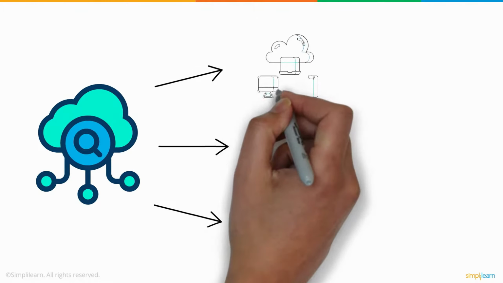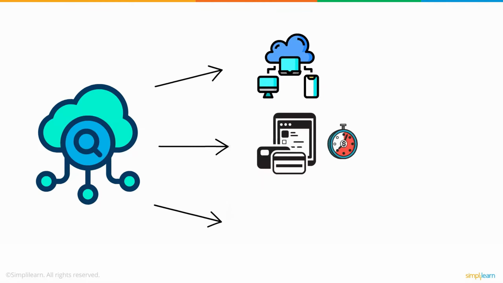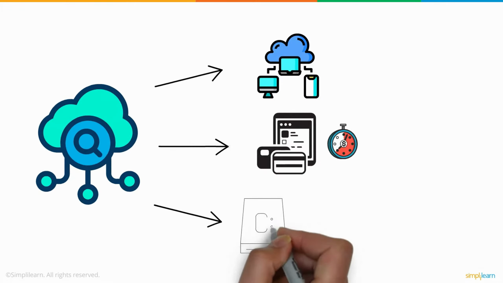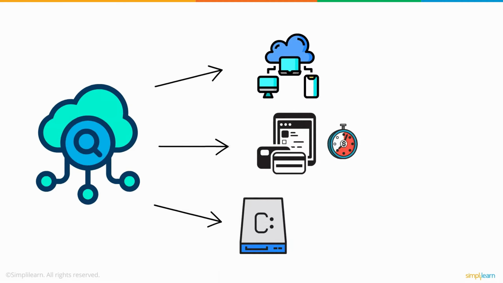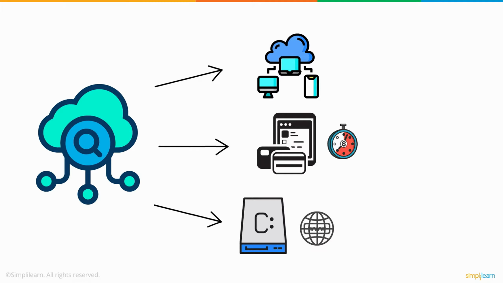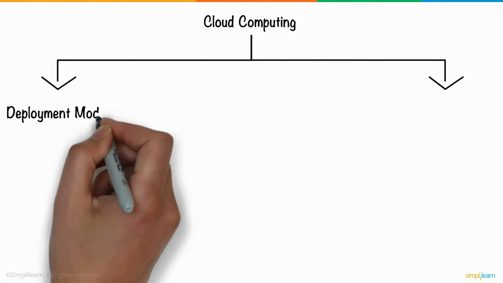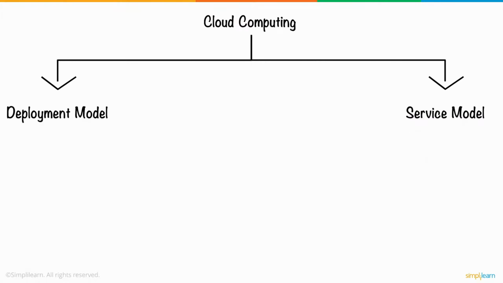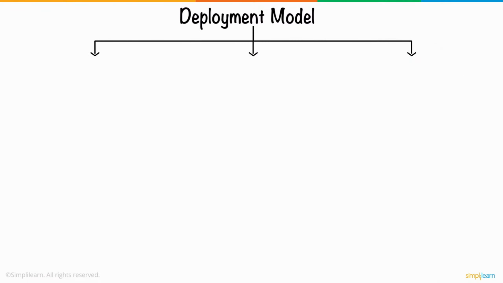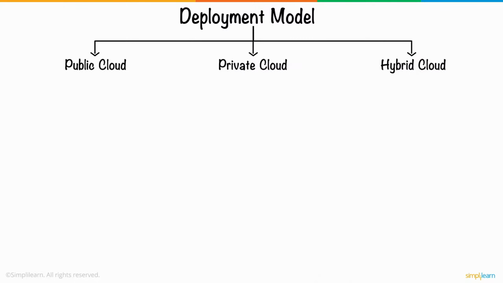Cloud computing refers to the delivery of on-demand computing services over the internet on a pay-as-you-go basis. In simpler words, rather than managing files and services on a local storage device, you'll be doing the same over the internet in a cost-efficient manner. Cloud computing has two types of models: deployment model and service model. There are three types of deployment models: public, private, and hybrid cloud.